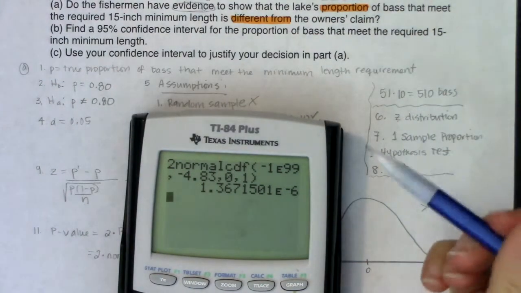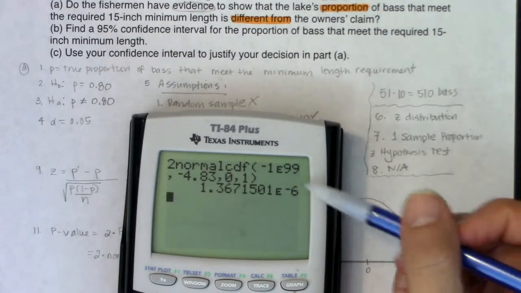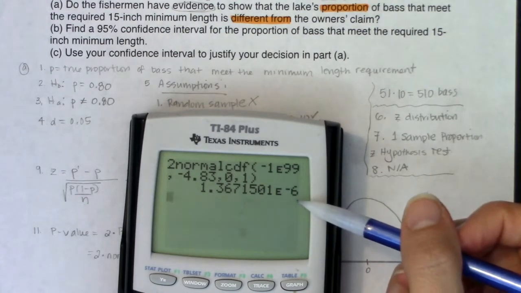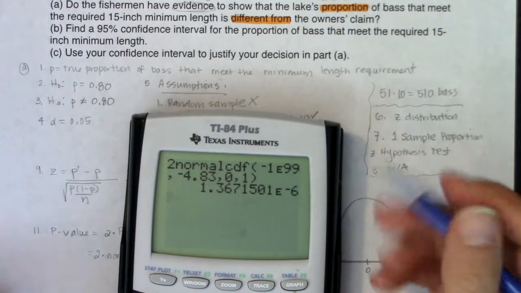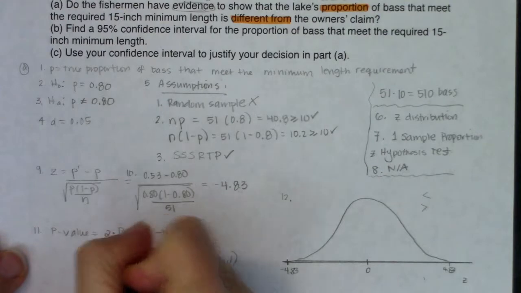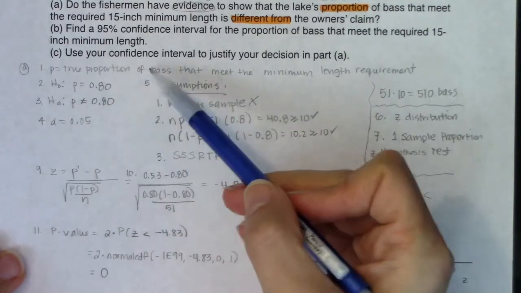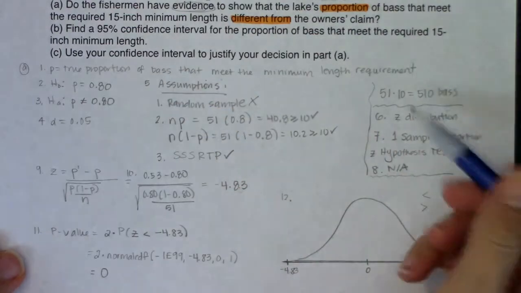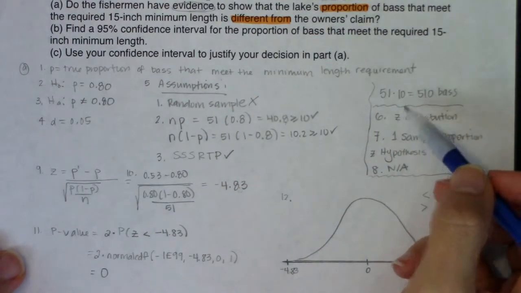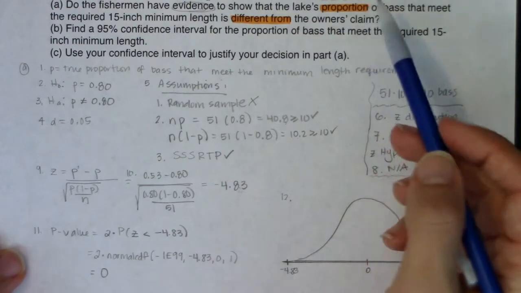Probabilities have to be numbers between 0 and 1, and I can't tell you how many times I get students forgetting the e to the negative 6. This p-value is basically 0. All right, we're saying that, hey, if the owners are telling the truth, if really 80% of these fish meet the length, then what's the likelihood I would have this bad of a day that I would get a sample proportion of 53%?